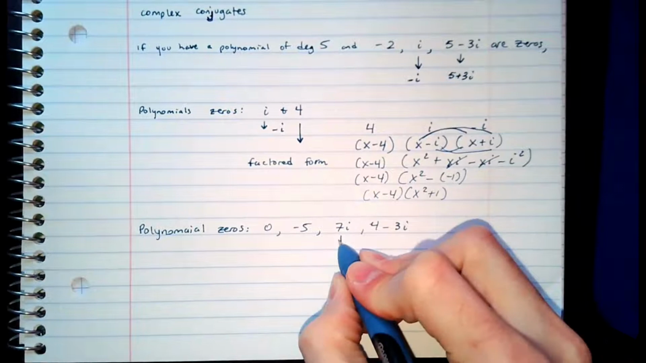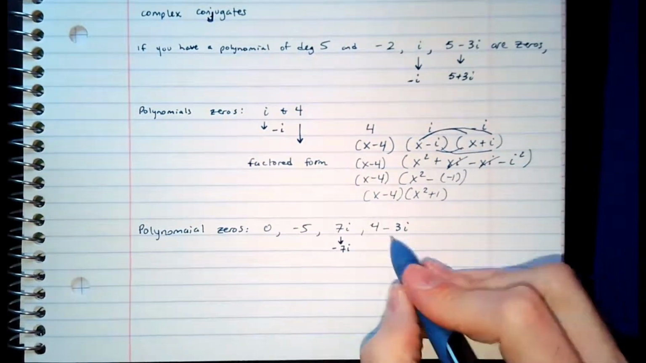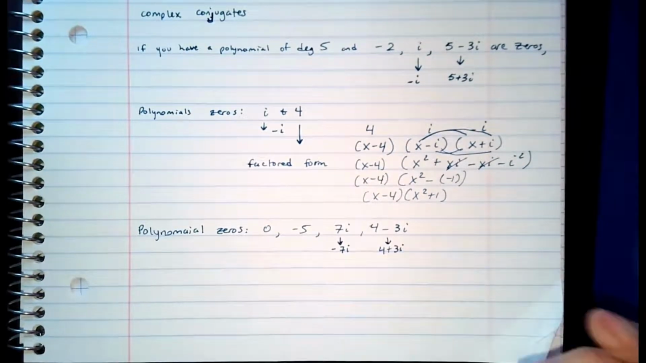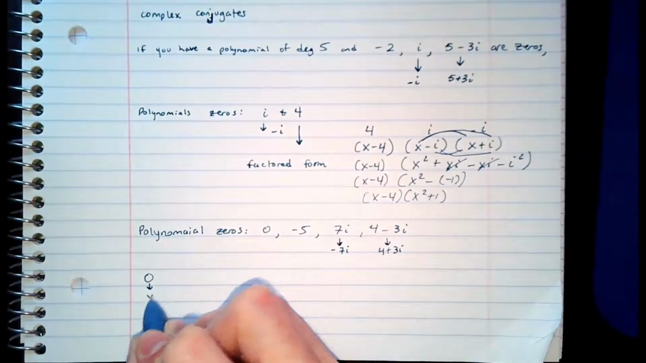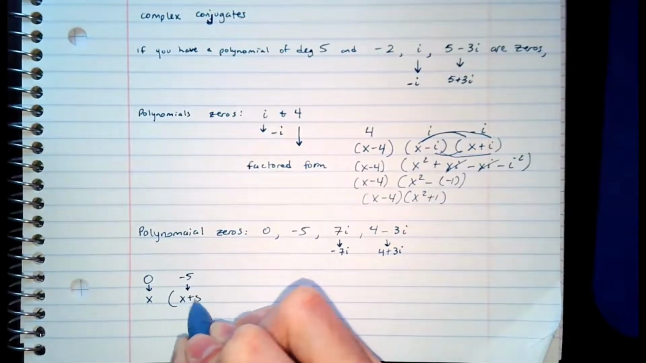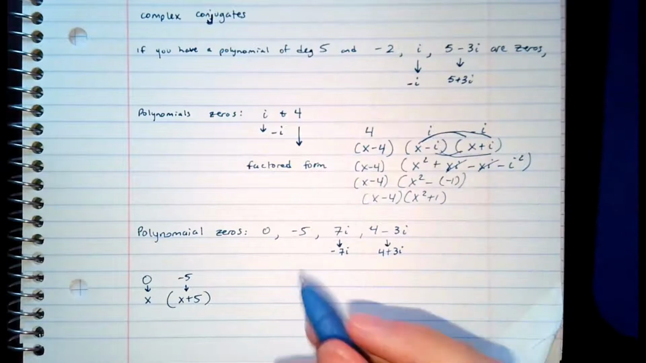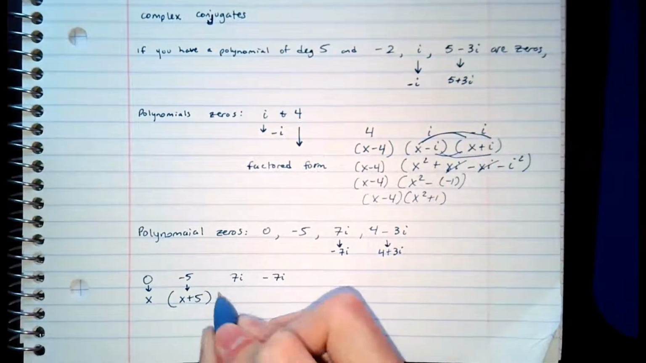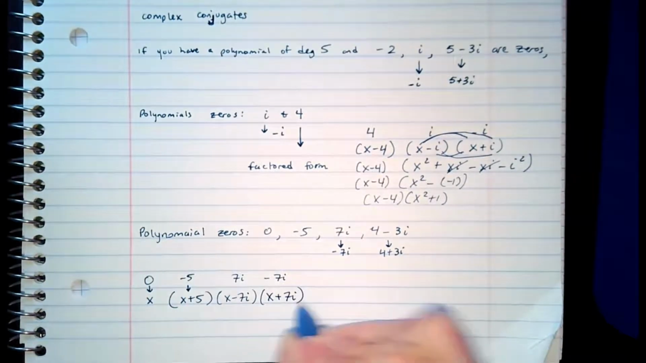We see 7i, we know that negative 7i has to be a zero as well. We see 4 minus 3i, we know that 4 plus 3i has to be a zero. So what are all of our factors? 0 just gives us x. Negative 5 gives us x plus 5. The 7i and negative 7i give us x minus 7i and x plus 7i.